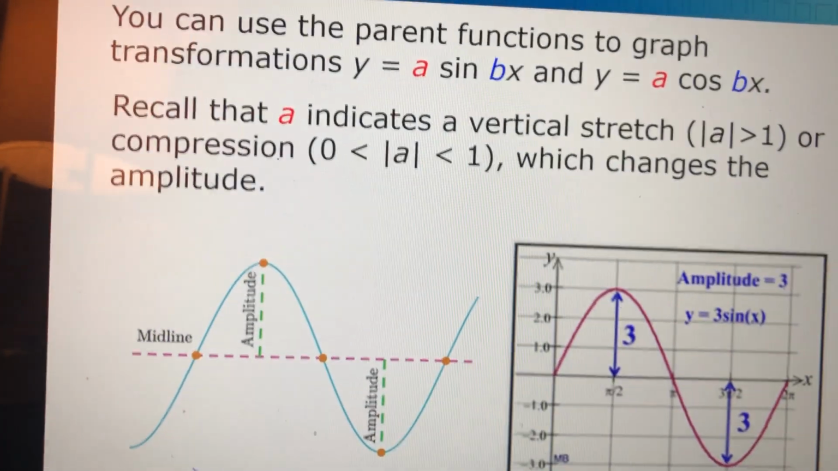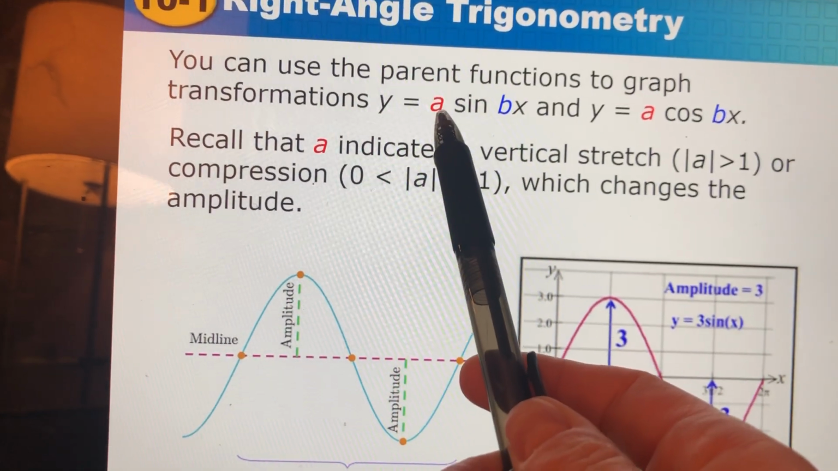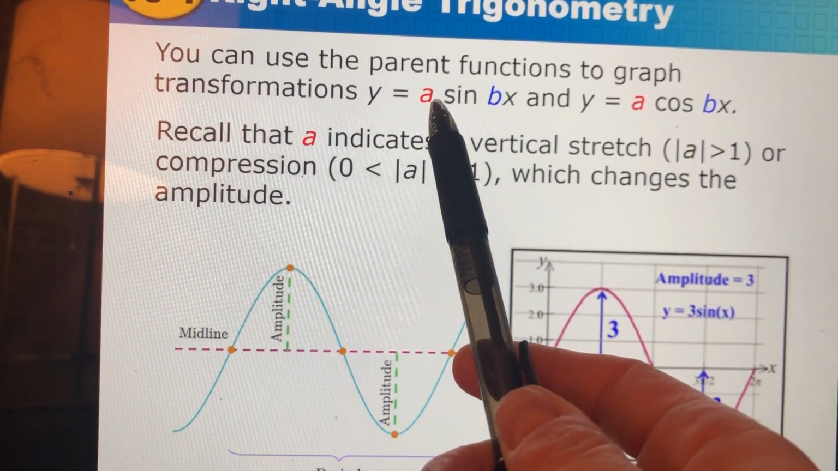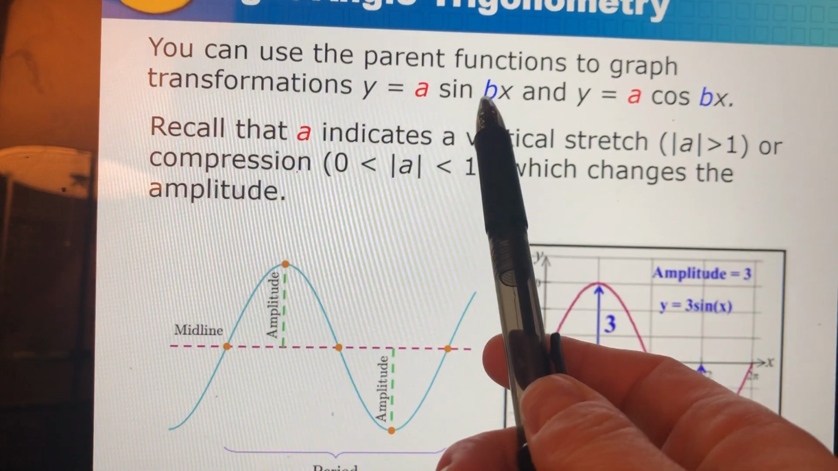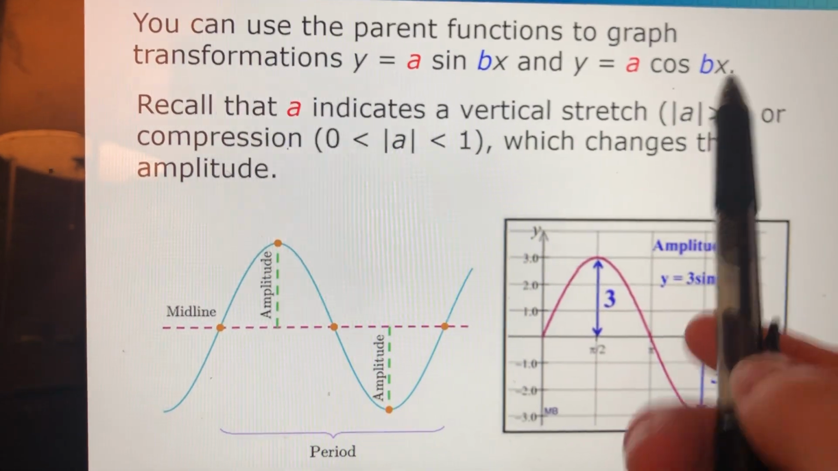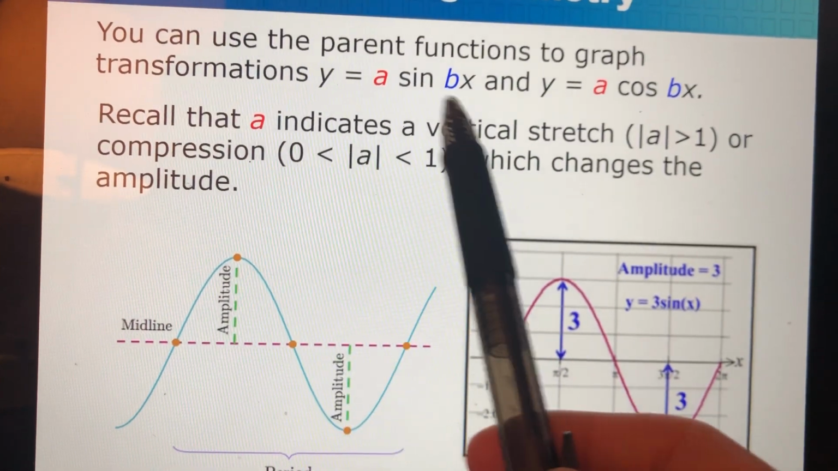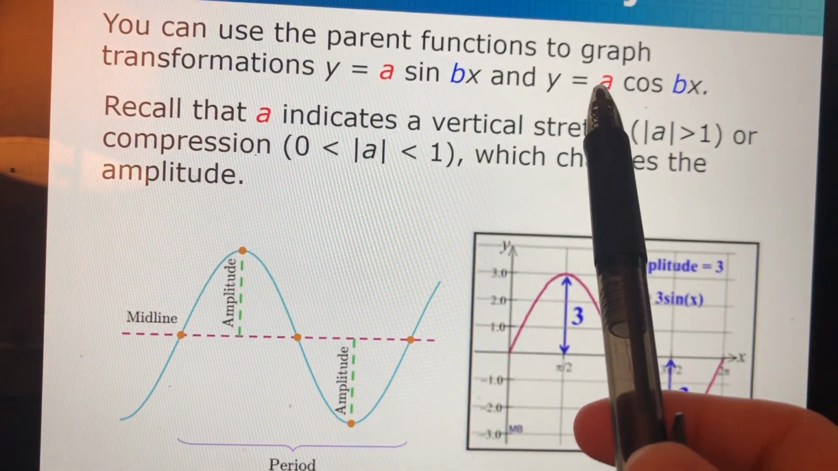Okay? So here's another way to look at it. The parent functions can be looked at, if you remember when we did transformations, as y equals a times the sine of bx, and y equals a times the cosine of bx. Okay, so here's an example. I have a sine function here. Your a indicates whether it's going to be a stretch or a compress.